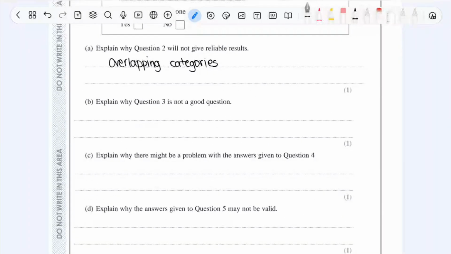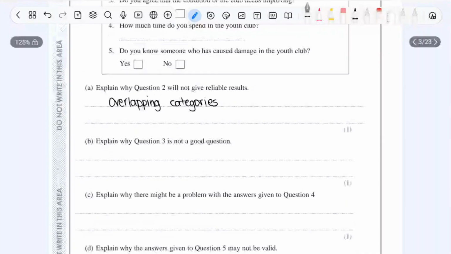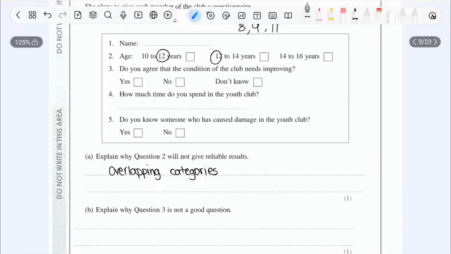Part B. Explain why question 3 is not a good question. Do you agree that the condition of the club needs improving? Now, it's not really obvious from the specific example. Try and think of it like this. If I approach you and ask, Mars is a good chocolate bar, right? Well, you're going to feel inclined to say yes. You don't want to offend me, but let's be honest, if I asked you what your favourite chocolate bar is, it might or might not be Mars, and there's a high chance that it would not be Mars because there's so many other options available.